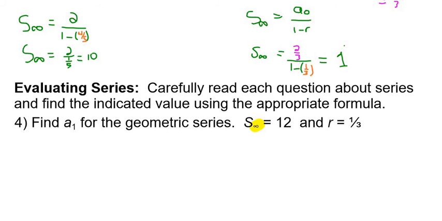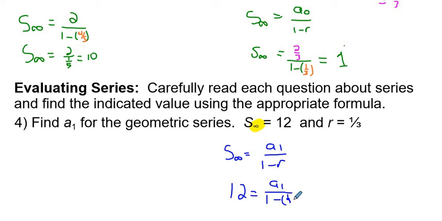So let's read it now that we see that. Carefully, the question about the series and find the indicated values. Find A1 for the geometric series, given that S infinity is 12 and R is 1/3. So we're going to write down the formula. S infinity is equal to A1 over 1 minus R, and we're going to plug stuff in. It tells us that S infinity is 12. It tells us that A1 is what we want, and also tells us that R is 1/3.